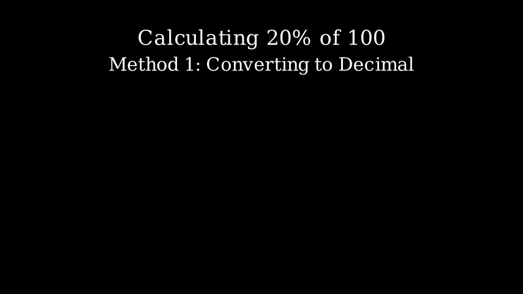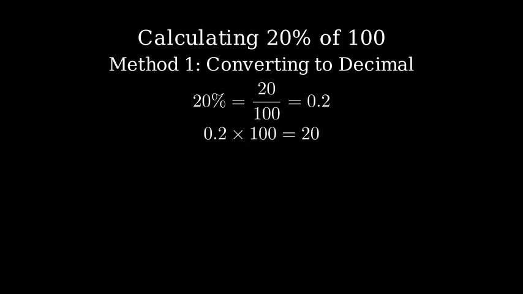Let's learn how to calculate 20% of 100. We'll look at two different methods and use visual representations to understand this concept better. The first method involves converting the percentage to a decimal. To convert 20% to a decimal, we divide by 100. This gives us 0.2. Then we multiply this decimal by 100 to get our answer.